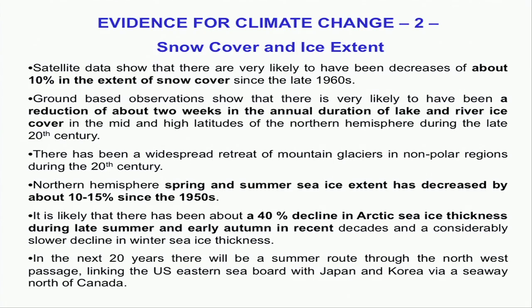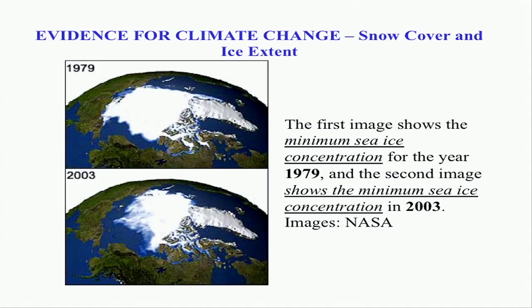So in the next 20 years, some people say there'll be a summer route through the Northwest Passage, which links the US eastern seaboard with Japan and Korea by the seaway north of Canada. There's a lot of debate about when that passage will appear. Some people say it might be 2030, some people say it might be 2050. We'll look at a couple of graphs in a moment to see what you think.